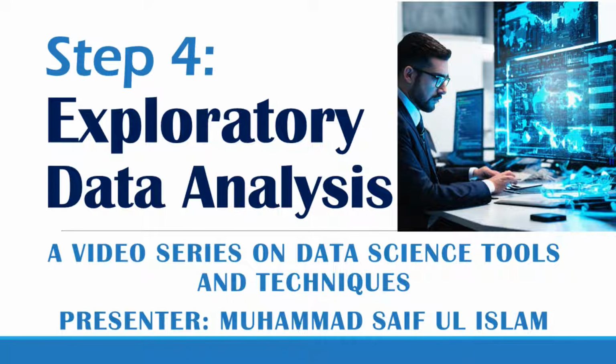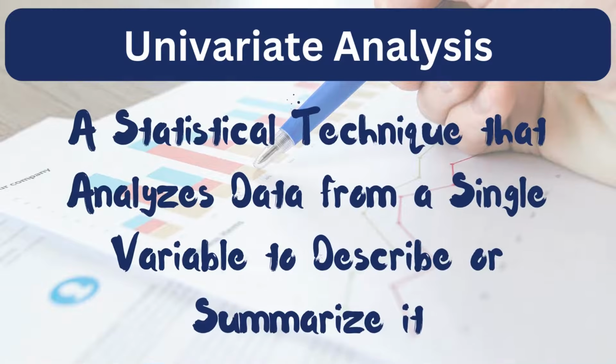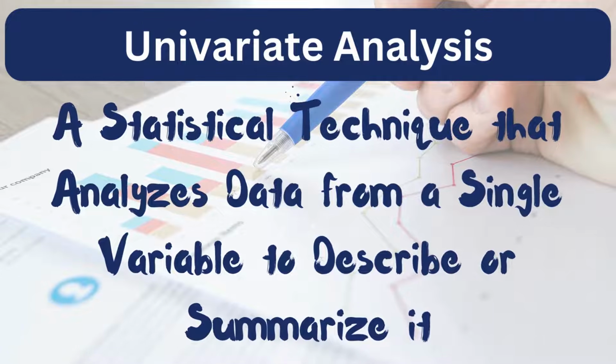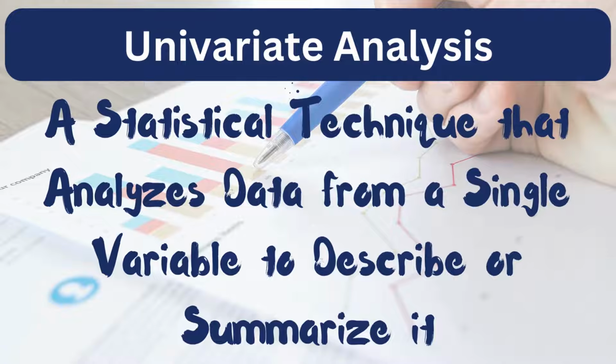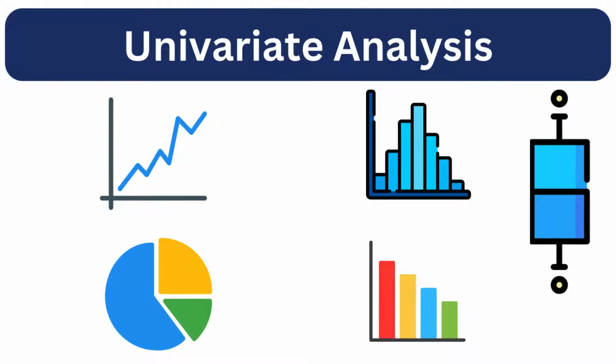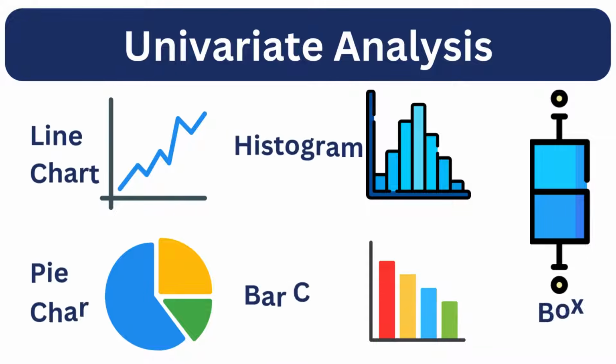Today we are diving into univariate analysis, where we will create various charts and graphs to visualize the key characteristics of our data. Univariate analysis focuses on analyzing a single variable to understand its distribution, central tendency, and spread. We commonly use charts like line chart, histogram, bar chart, box plot, and pie plot to identify frequency, distribution, outliers, trends, and patterns in the data.